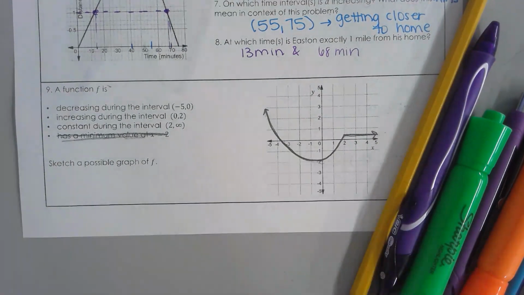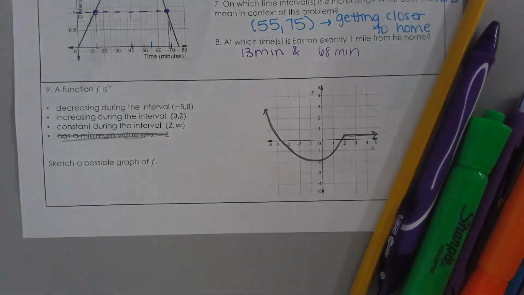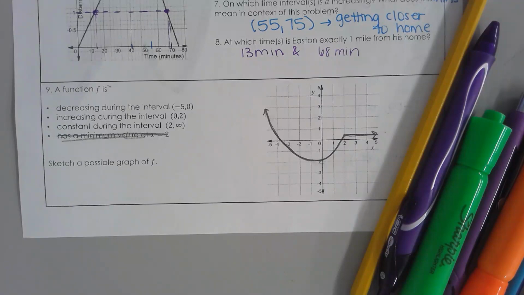Alright, this is the graph that I came up with. That one is decreasing from -5 to 0. Oh, I should have put a point there. 0, and then it increases, and then it stays constant.